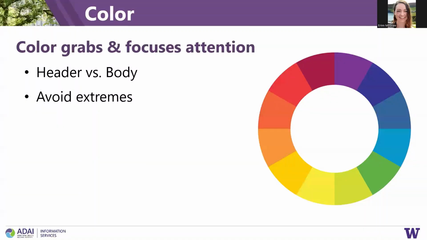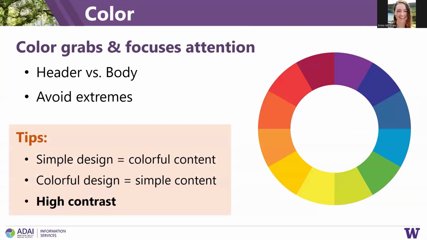In this sense, it's really about finding a balance between your content and what it exists on. So if you have a simple design, like a slide with a white background, you should focus on using more color in your content. And vice versa, if you have a colorful design, like a slide with a color gradient or an image for a background, make your content simpler so it doesn't compete with it.